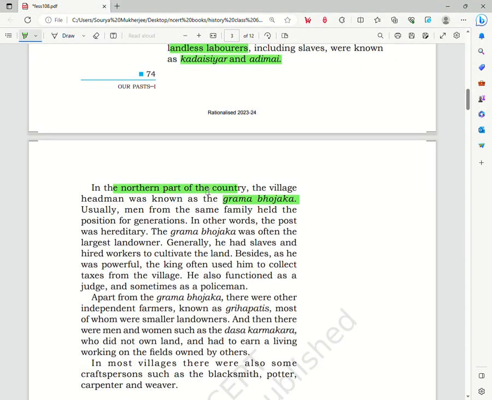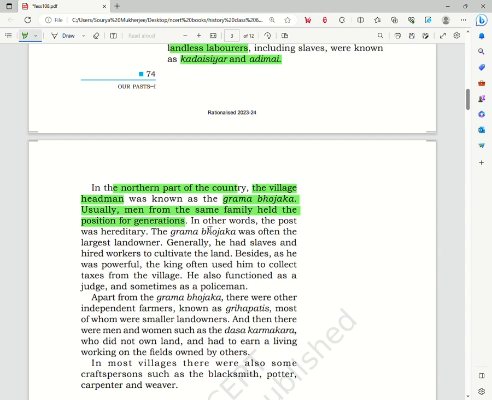And if we go to the northern part of the country, the village headman was known as the Gram Bhojaka. Usually men from the same family held the positions for generations. So we see that the position of Gram Bhojaka was a hereditary position: if the father is Gram Bhojaka, then after that his son will become the Gram Bhojaka or the village headman. Gram Bhojaka, if we translate this to English, would basically mean a person who sustains the villages, that is a sort of village headman.